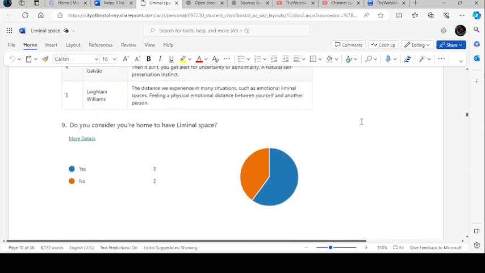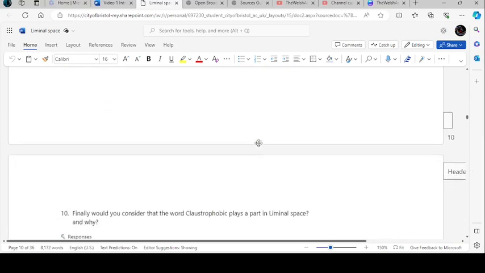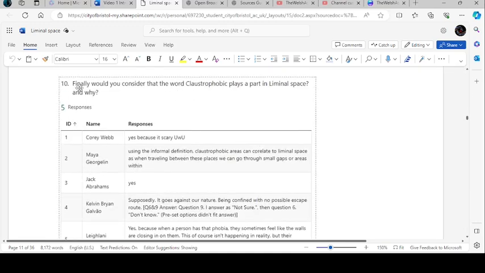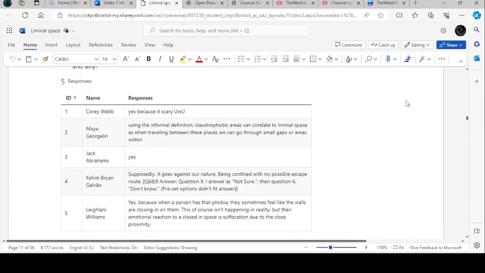My final question is, do you consider your home to have liminal space? Obviously, this depends on how people's homes are built and how they look. The majority said yes, and the minority said no. On my final question, I asked, would you consider that the word claustrophobic plays a part in liminal space and why? And here are the people's responses.